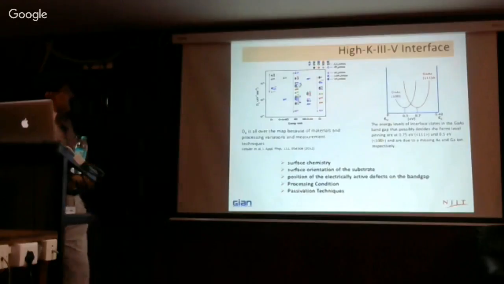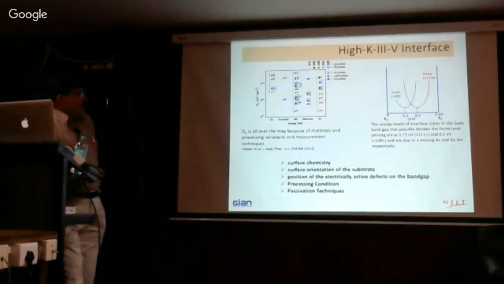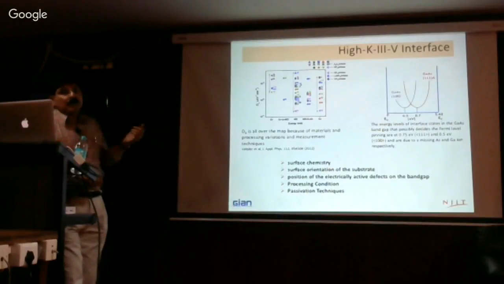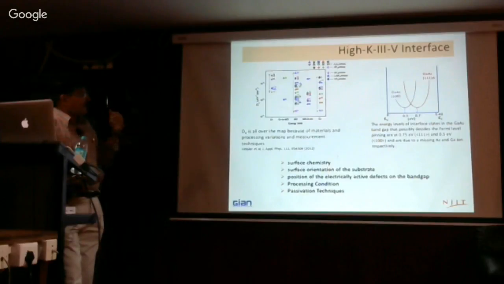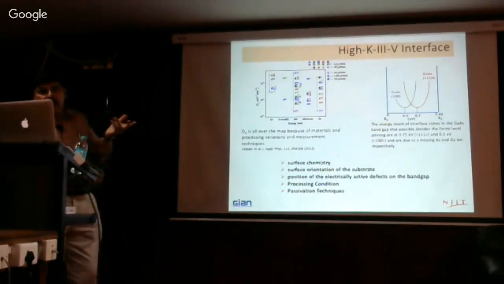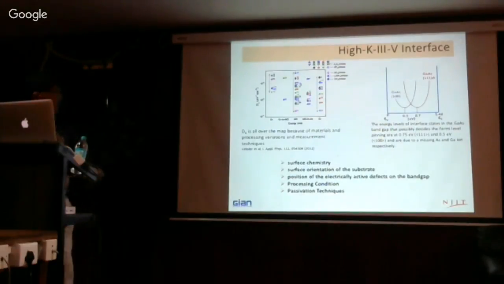The other thing also, if you look at the 100 and 111 gallium arsenide, the distribution of the defects and the energy levels in the interface states of the gallium arsenide band gap actually decides the flat band voltage. So that is very critical when you have some interfacial layer. If you have one arsenic atom missing, or one gallium atom missing from the surface, you will have flat band voltage shift. So those are some of the scientific ones.